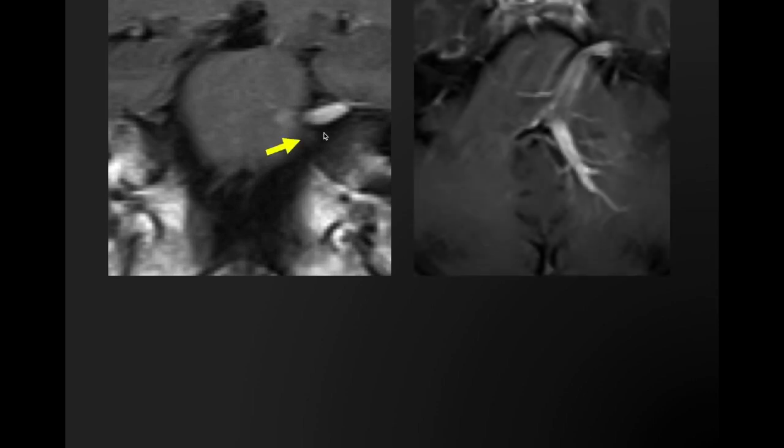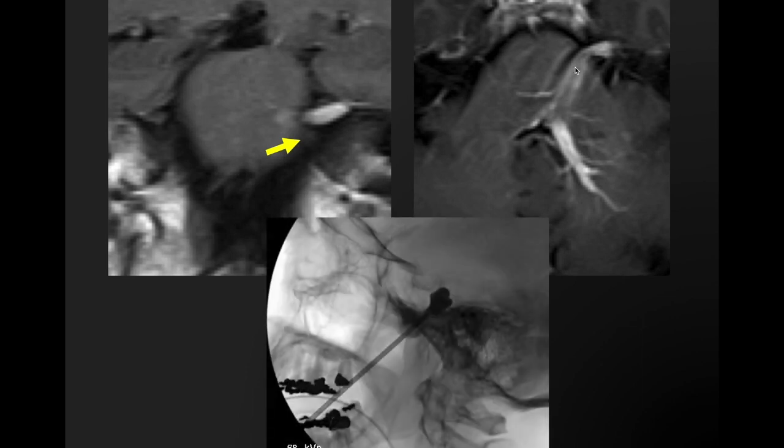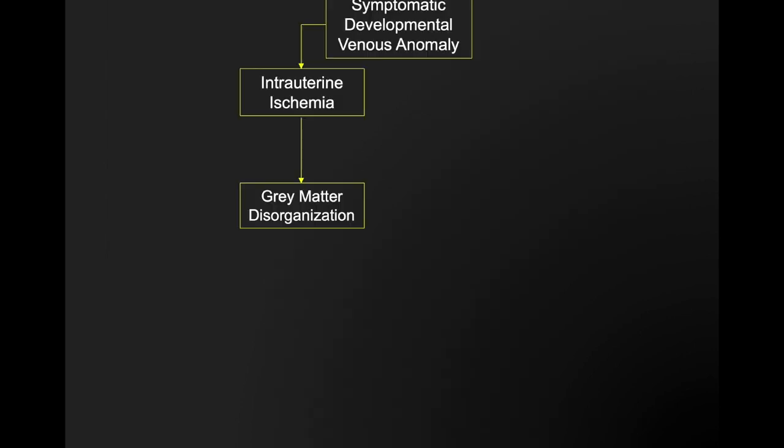Here's another patient. You can see the right trigeminal nerve here. This is where the left should be. It's getting displaced superiorly. Big venous varix from the DVA. Getting displaced inferiorly. You can see the DVA right here. And this patient just underwent balloon compression of the trigeminal nerve to treat the facial pain.